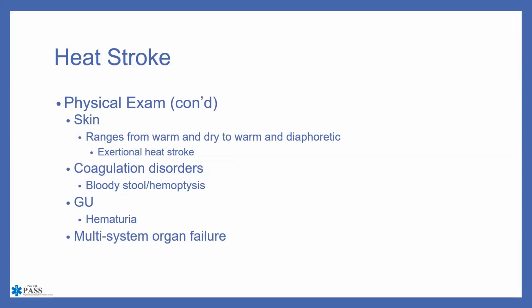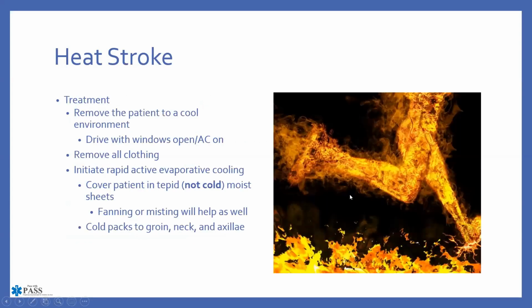The coagulation disorders: bloody stool and hemoptysis. If they're not able to coagulate appropriately, they end up losing blood into the stool in their bowel. So they'll have bloody stool or hemoptysis, which is just coughing up blood. And then from the GU system, hematuria. So they start actually peeing out blood, and then ultimately they end up with multi-organ system failure.